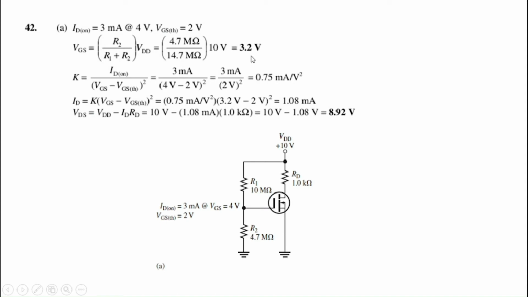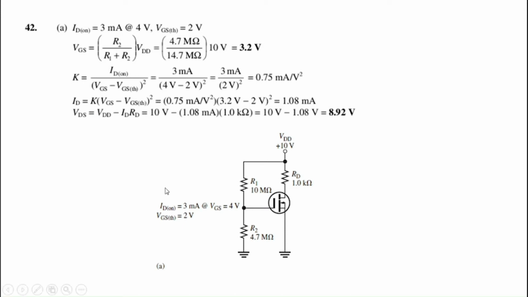Now we have to determine our drain source voltage. We know that our ID on is equal to 3 milliamps at a gate source voltage of 4 volts, and our threshold voltage is 2 volts. So what we can do is determine the characteristic constant. Using that constant, we'll be able to determine the ID at a given gate source voltage.